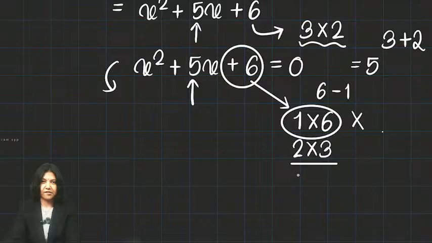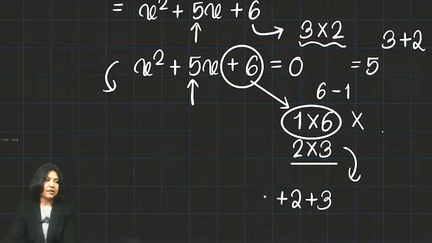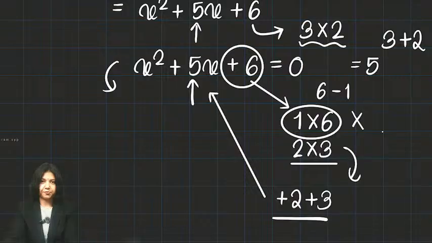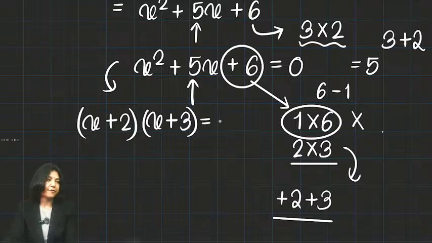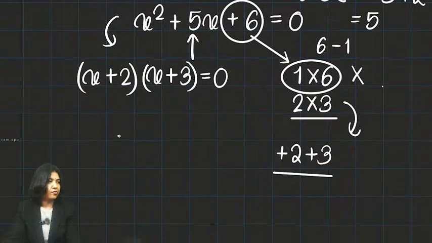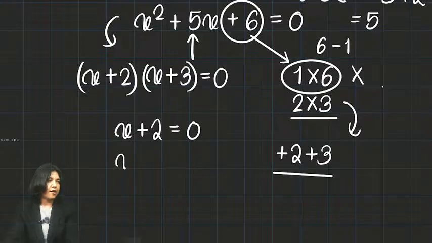If I look at this here, then I know plus 2 plus 3 is going to give us a result of 5. Once you figure out the two values, plus 2 and plus 3, what do you do? You just write x plus 2 times x plus 3 equals 0. Okay? And now because I have two numbers multiplying with each other to give me 0, I will say that either of these is 0. So x plus 2 is equal to 0, or x plus 3 is equal to 0.